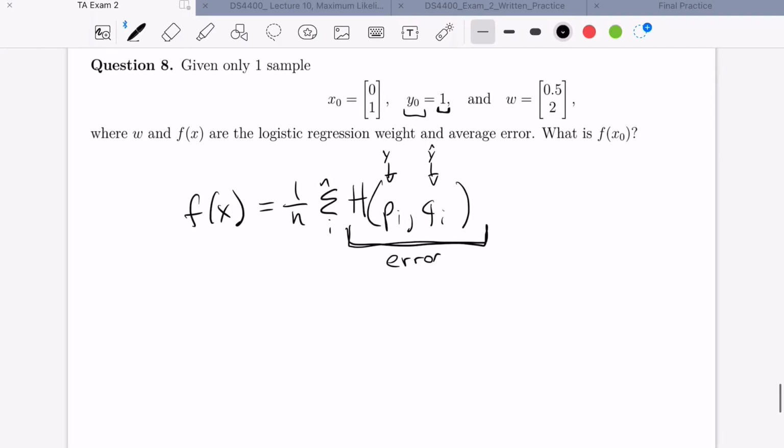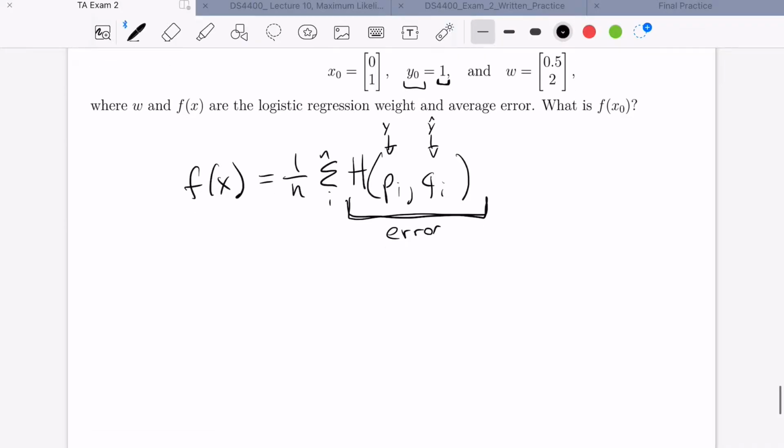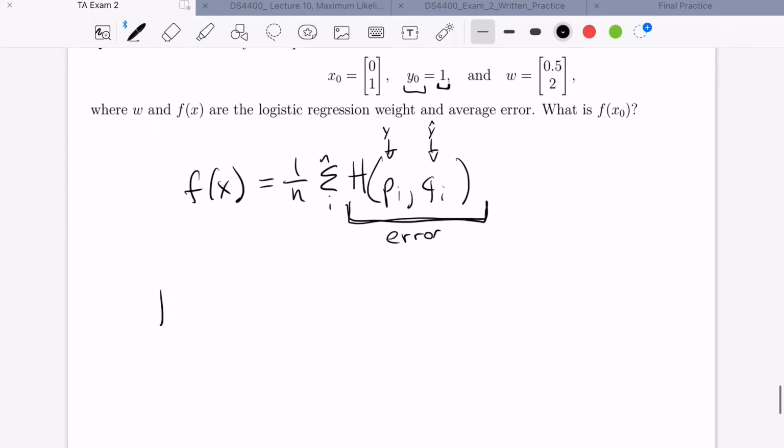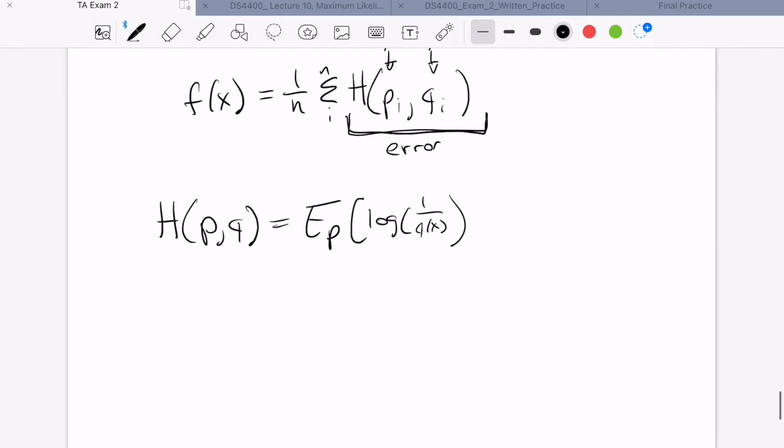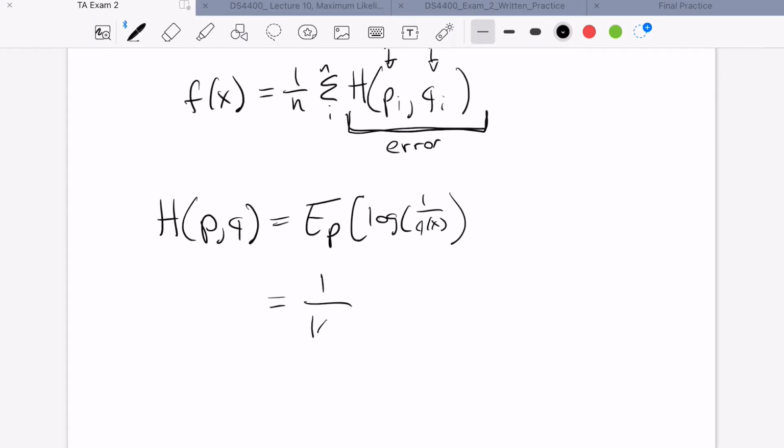One thing that's not super intuitive to me is why we are using cross entropy as our metric of error. So I'm going to write out the equation for cross entropy real quick. This is the expected amount of information you get from Q according to P, right? So this is the sum going through all possible values of X of P of X times log 1 over Q of X.